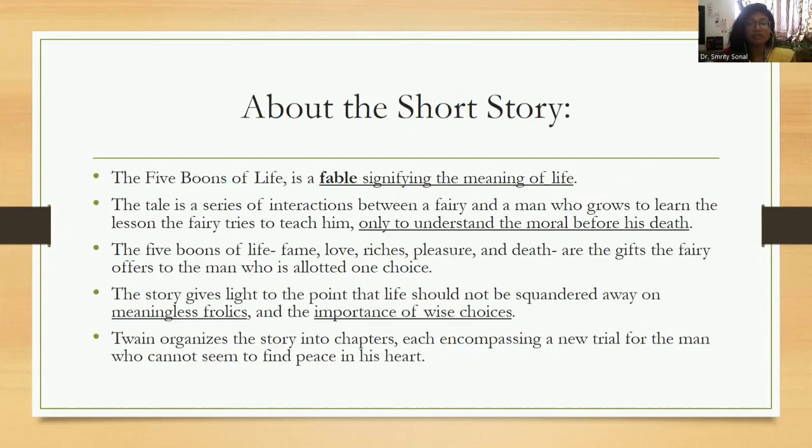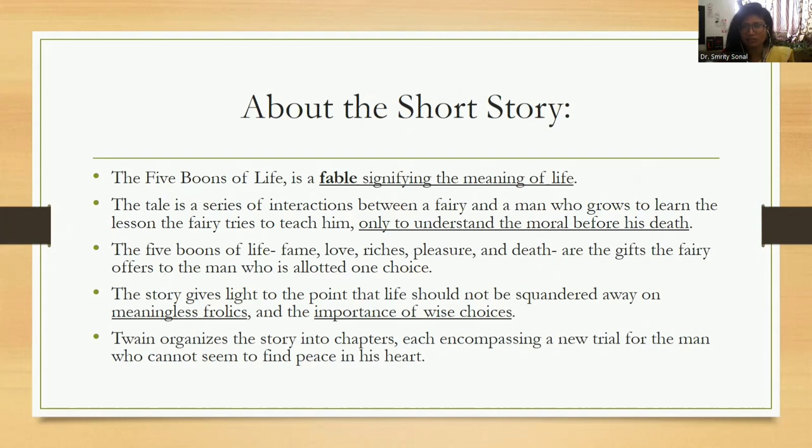Now, talking about the story, The 5 Boons of Life, as I already told you, is a fable which is written to tell people about the significance and meaning of life. And through the story, one can understand the morals. But the moment we understand the moral, the reality, the truth, it's too late. And it's just a kind of wisdom that we gain only before we are about to die.